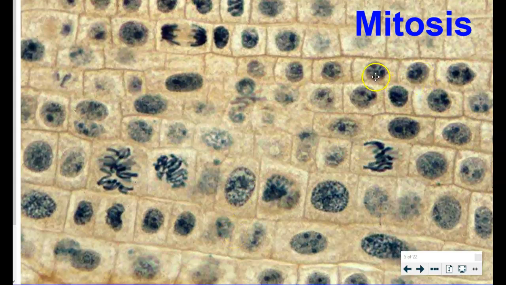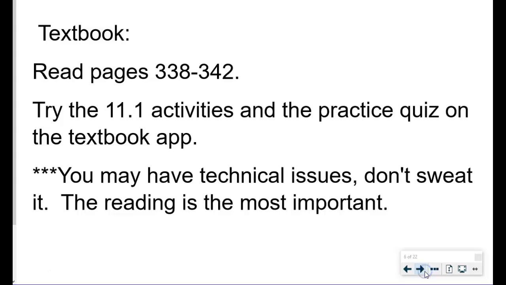Notice these guys up here are kind of small compared to some of these that are dividing. Cells do have to grow bigger before they can divide, so the larger ones tend to be the ones that we see dividing more. We're going to learn about all these different types of divisions later. That would be tomorrow.